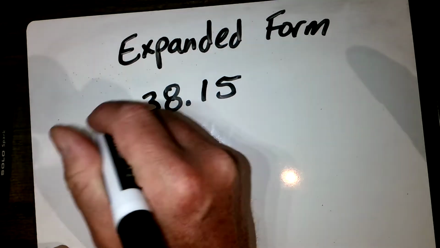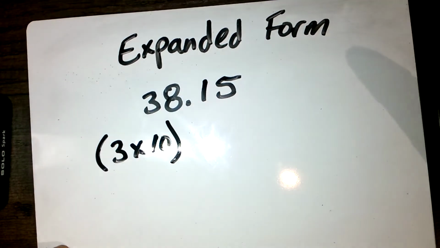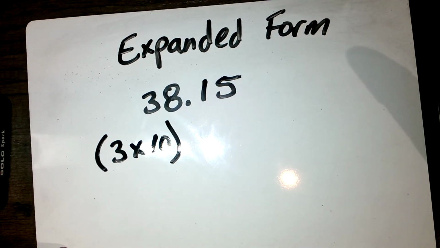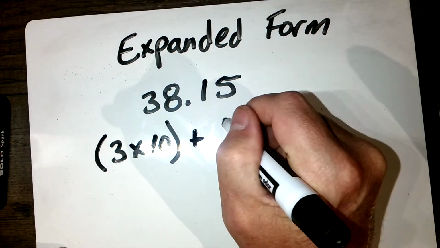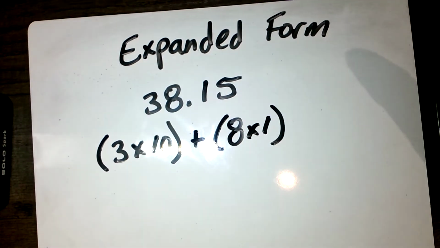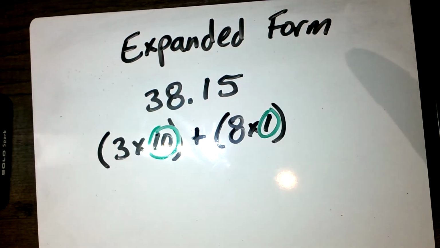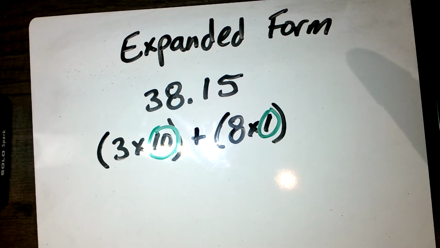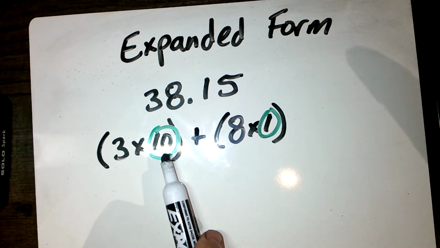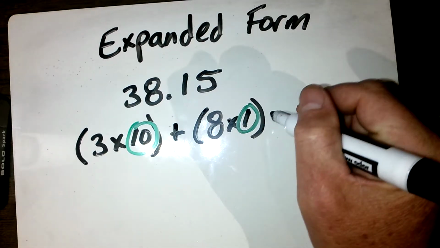Okay, so we're going to start with a 3, and that's in the tens place. We need 3 tens. You're going to give me 3 $10 bills for my $38.15. Plus, now we're going to do the 8. The 8 is in the ones place. Remember, all of these things right here, those second numbers are going to be the names of the place. This is the tens place, so I put a 10. Ones place, I put a 1. And the other number is the digit that's in it.